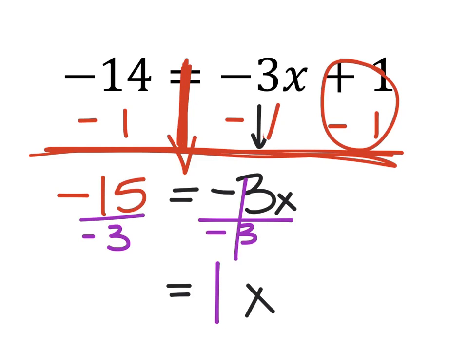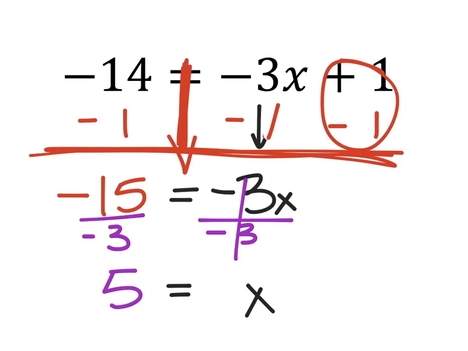Now, maybe in the future your teachers will be like, see how I crossed that out? I didn't just cross it out, you guys. That's a 1. But we're going to make it a phantom 1 in the problem. Whoops. Let's see. There we go. And negative 15 divided by negative 3 is 5.